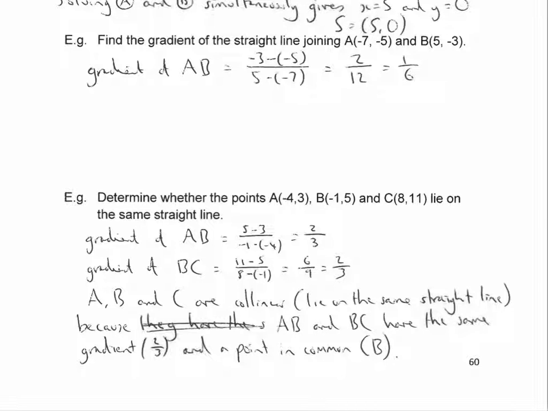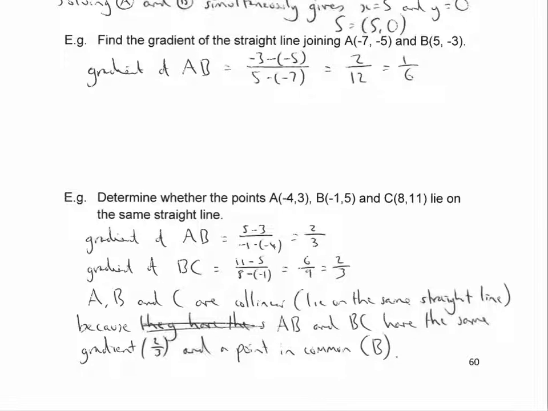It says, find the gradient of the straight line joining 2 points. All you have to do is just be consistent. The complication with this is all the negatives, so we'll take a step back here and do this in a bit of detail. So, gradient of AB, I'm going to do B take away A consistently. So the y-coordinate of B, take away the y-coordinate of A, I get this thing here. I'm then going to do the x-coordinate of B, take away the x-coordinate of A, I get this thing here. Being very careful how my minuses work out, I get 2 over 12, my answer is 1 over 6.